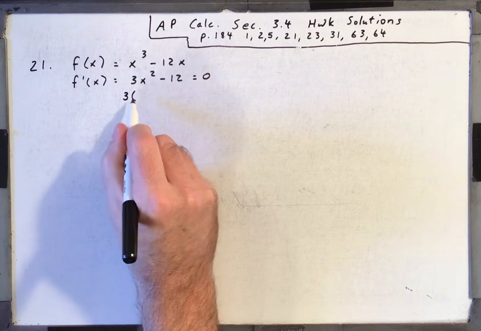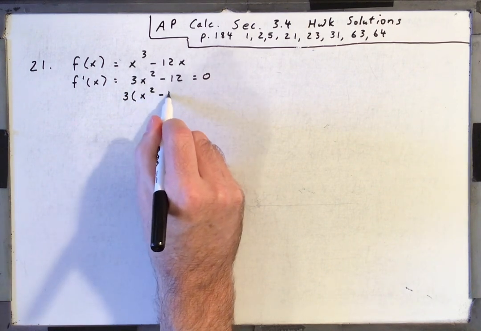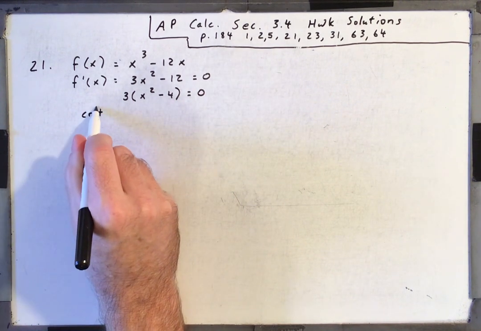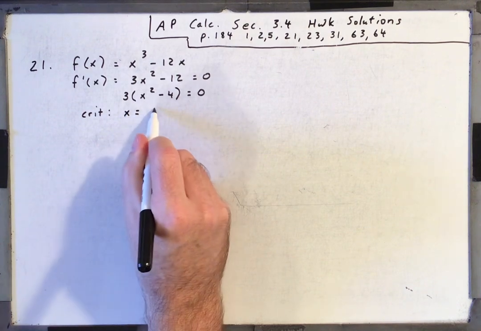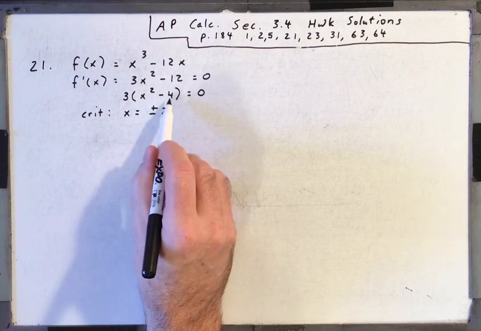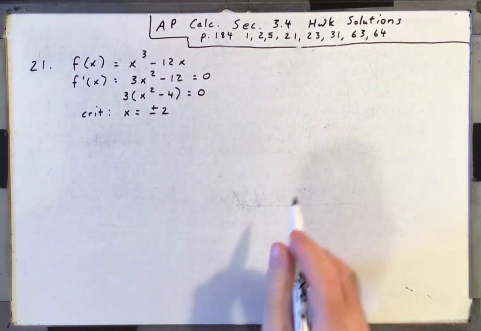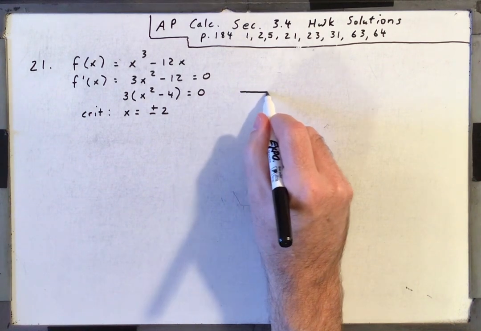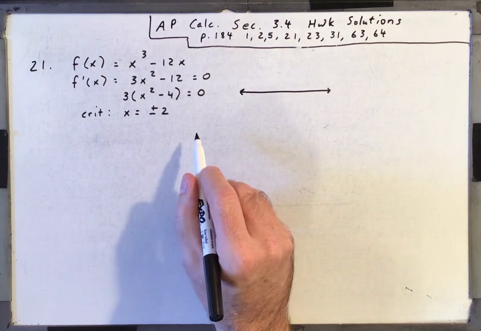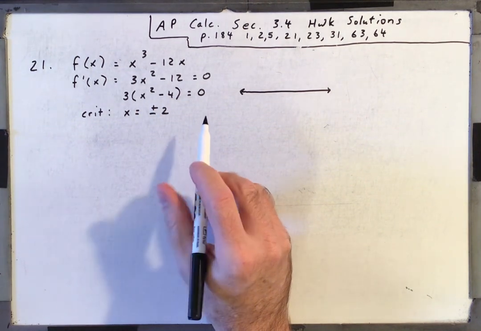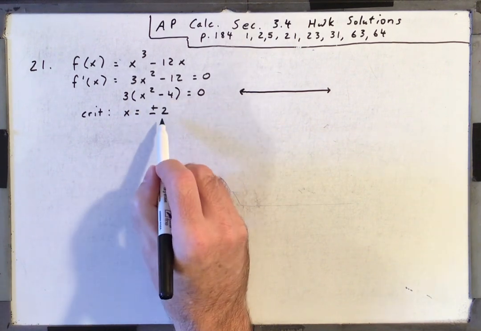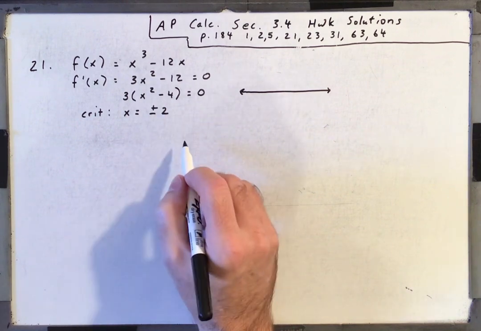I'm going to factor out a 3 there, and we would have x squared minus 4 equal to 0. So I have critical points at x equals plus or minus 2. 2 squared is 4, that would make the parentheses 0. Negative 2 squared, also 4. I'm going to do my first derivative sign line right here. I think that's the easiest place to plug that in. Of course, you could factor that into x plus 2 and x minus 2 if you wanted, but you can kind of eyeball that and see where the zeros are.